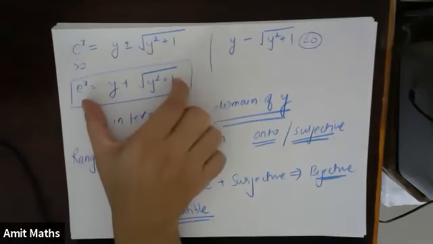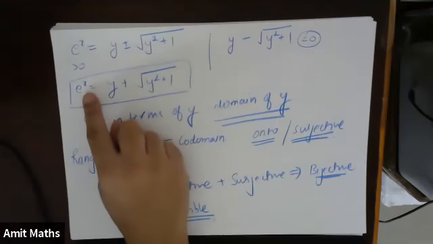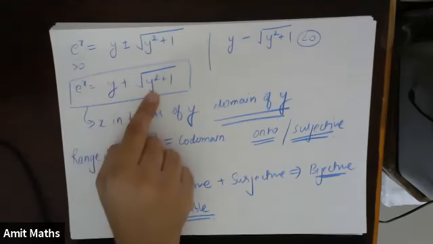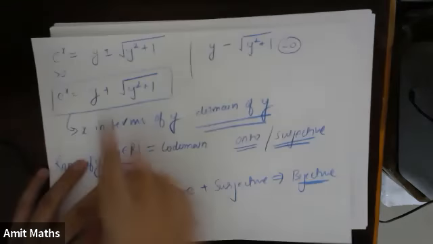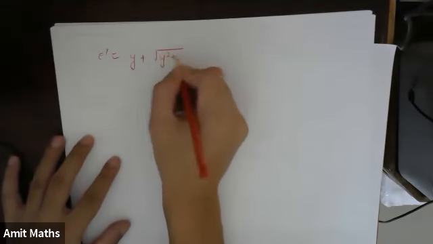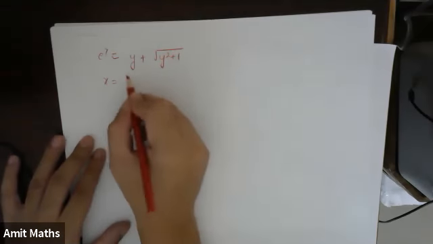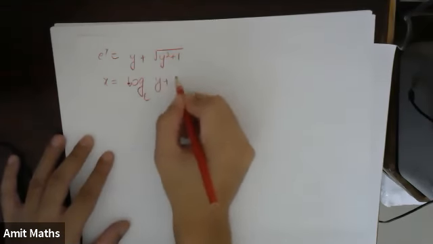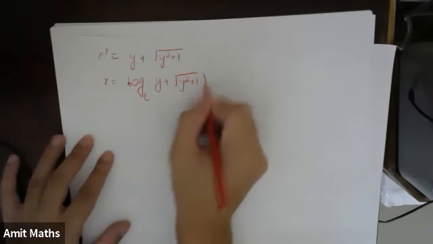Here we have already written x in terms of y. So let's see what we will get. e to the power x is equal to y plus under the root of y square plus 1. So x is equal to log base e, if I take log on both sides, of y plus under the root of y square plus 1.